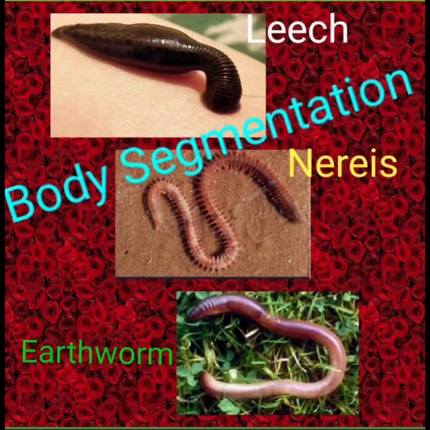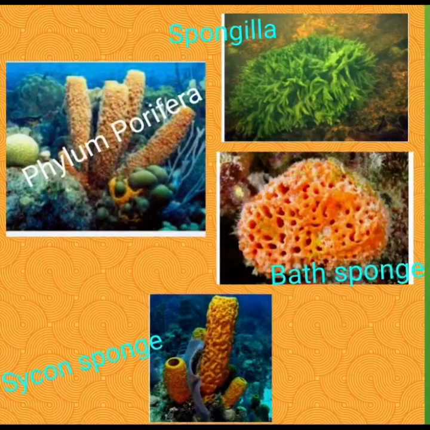Body segmentation. If the body of an animal is divided into small similar units, then such a body is called a segmented body, and each small unit is called a segment. Examples: leech, nereis, and earthworm. The animal kingdom non-chordata is classified into, number 1, phylum Porifera. Examples: Spongilla, bath sponge, and Euplectella sponge.